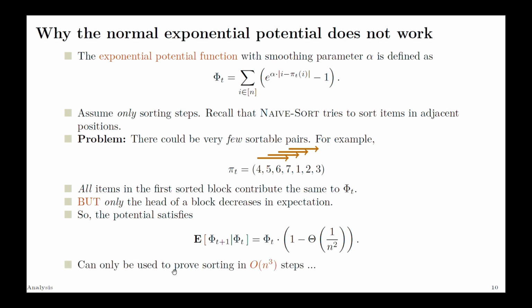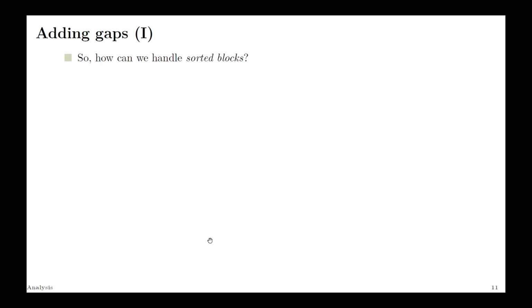And unfortunately, these can only be used to prove that it converges in a cubic number of steps, and it is not sufficient for handling mixing steps. So how can we handle these sorted blocks?